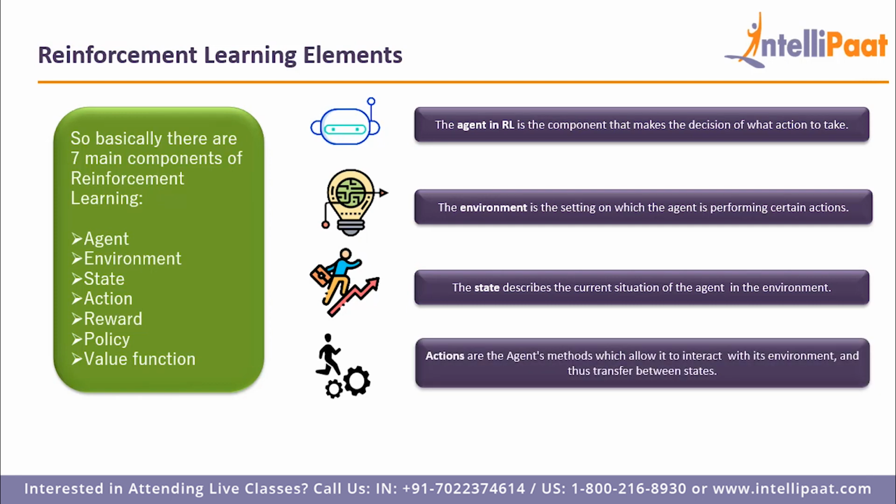And then we have action. If you take the football example, the action will be kicking the football, the direction in which the footballer kicks it, and the speed of the kick. That will be a particular action. The actions are the agent's methods which allow it to interact with its environment and thus transfer between states. After taking an action, an agent will transfer from one state to another. If a robot is learning to walk, the action will be putting the right leg in front of it, and once the action is done, the robot will be in a new position, which is a new state. So the transition between different states happens because of actions.